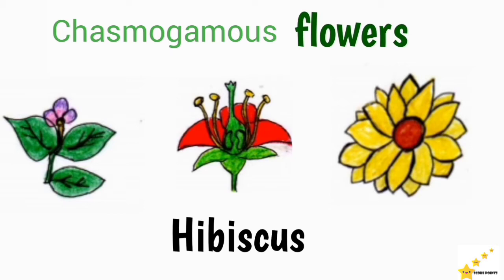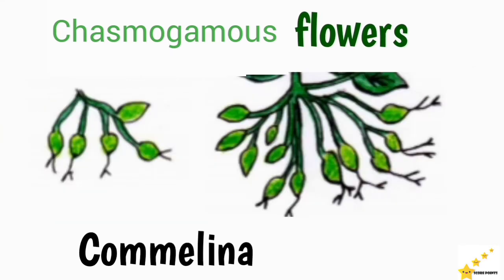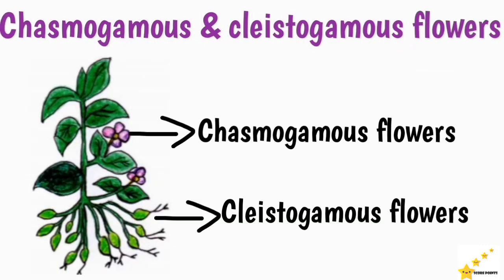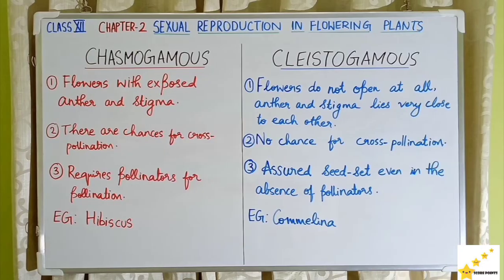Next is cleistogamous. The flowers that do not open at all. Anther and stigma lie very close to each other. These types of flowers are called as cleistogamous flowers. You can see the closed flower structure on the board. Inside these structures you have anther and stigma and they are very close to each other. Chasmogamous flower, cleistogamous flower. Now we can learn the difference between chasmogamous and cleistogamous flowers.